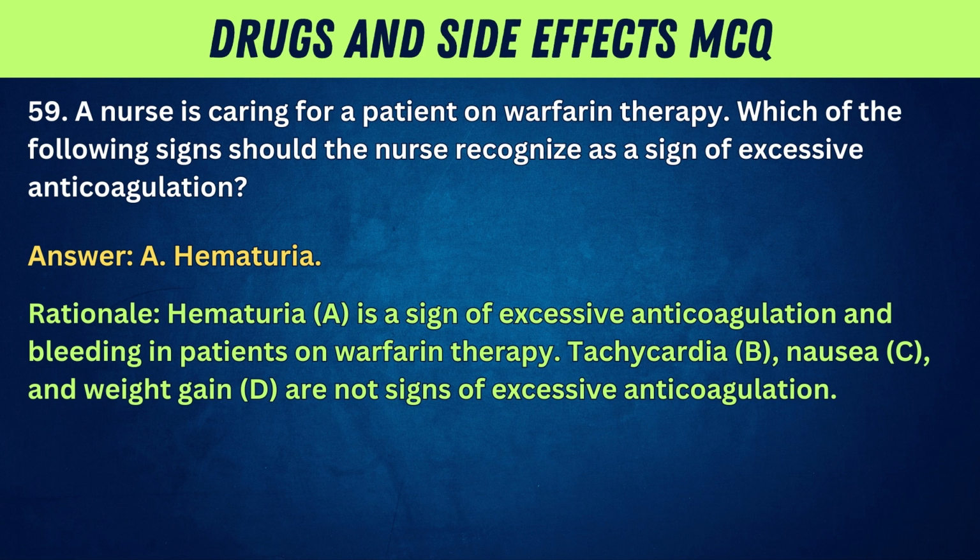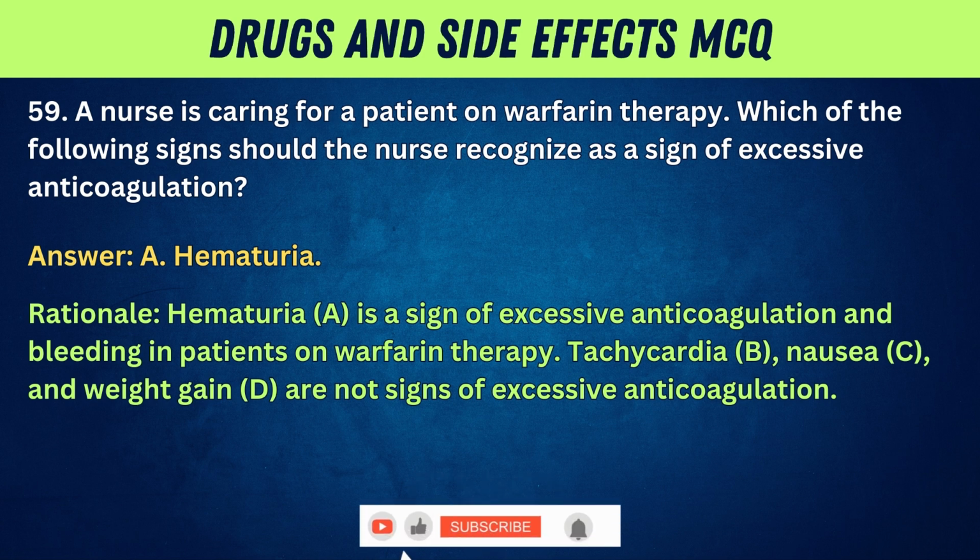Hematuria. Rationale: hematuria, A, is a sign of excessive anticoagulation and bleeding in patients on warfarin therapy. Tachycardia, B, nausea, C, and weight gain, D, are not signs of excessive anticoagulation.